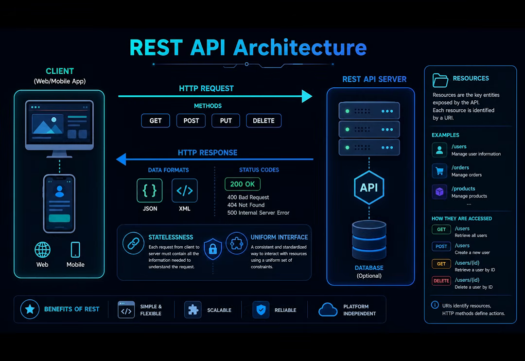REST APIs. REST is a widely used API architectural pattern built around HTTP. It is stateless and relies on standard HTTP methods and status codes, such as 200 for success, 400 for client errors, and 500 for server errors.